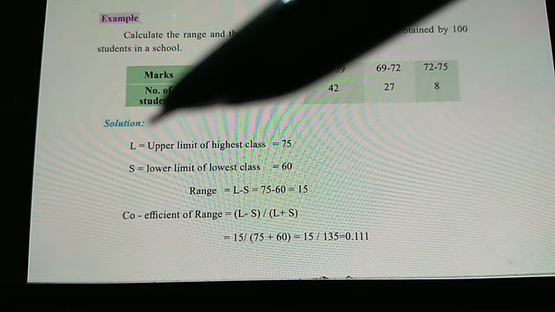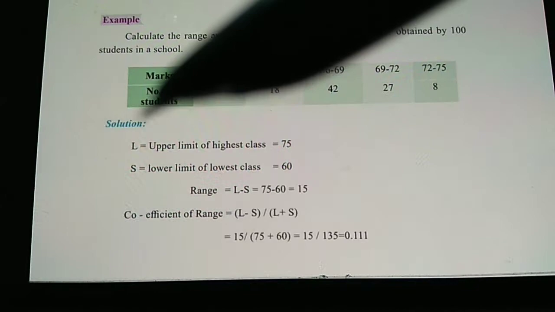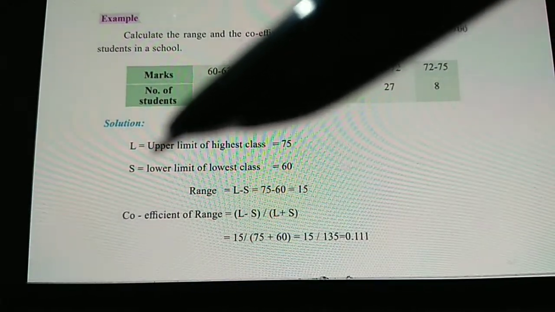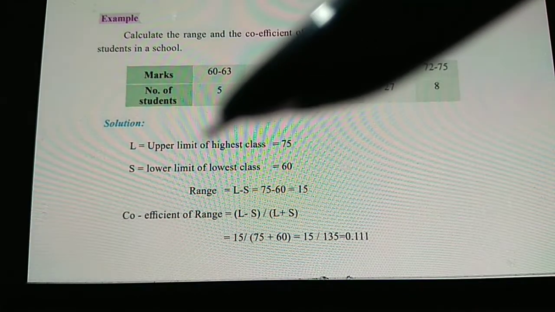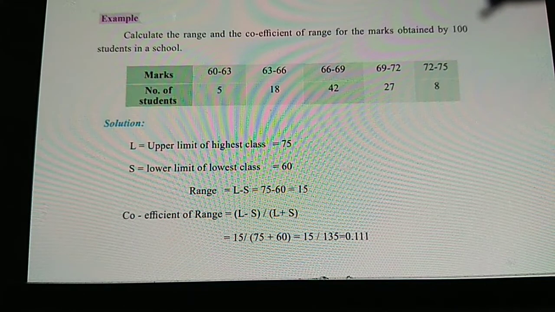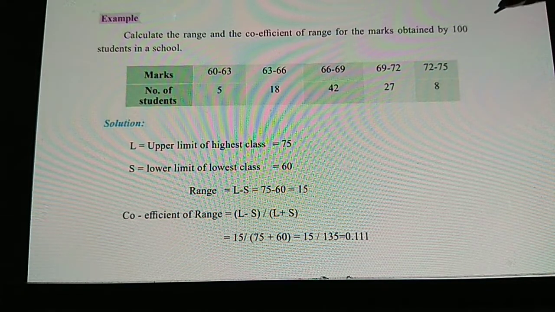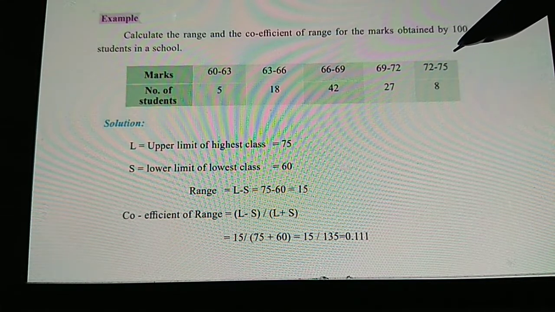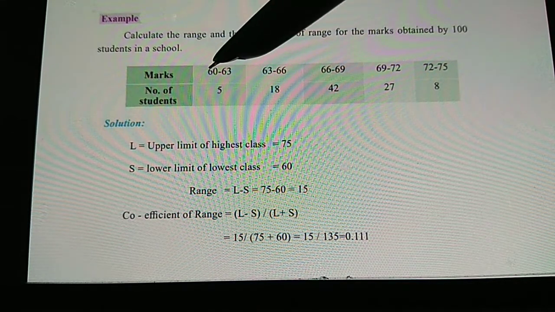Solution: first find out the L and S values. L is equal to the upper limit of the highest class, which is 75. S is the lower limit of the lowest class, which is 60.